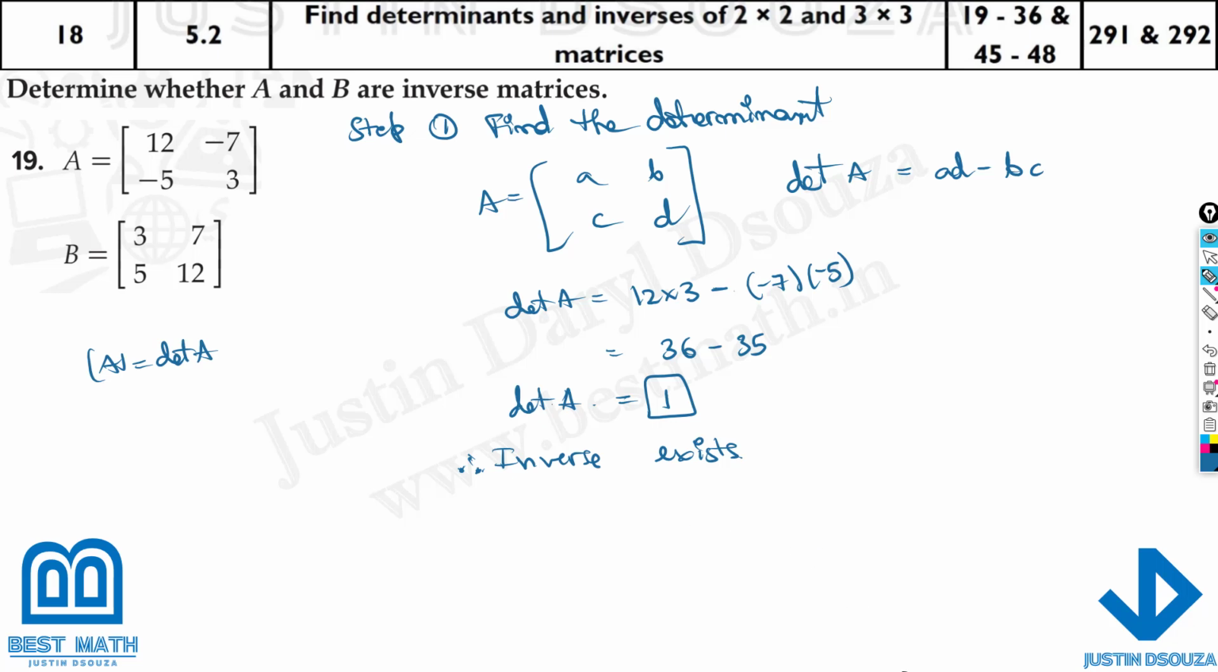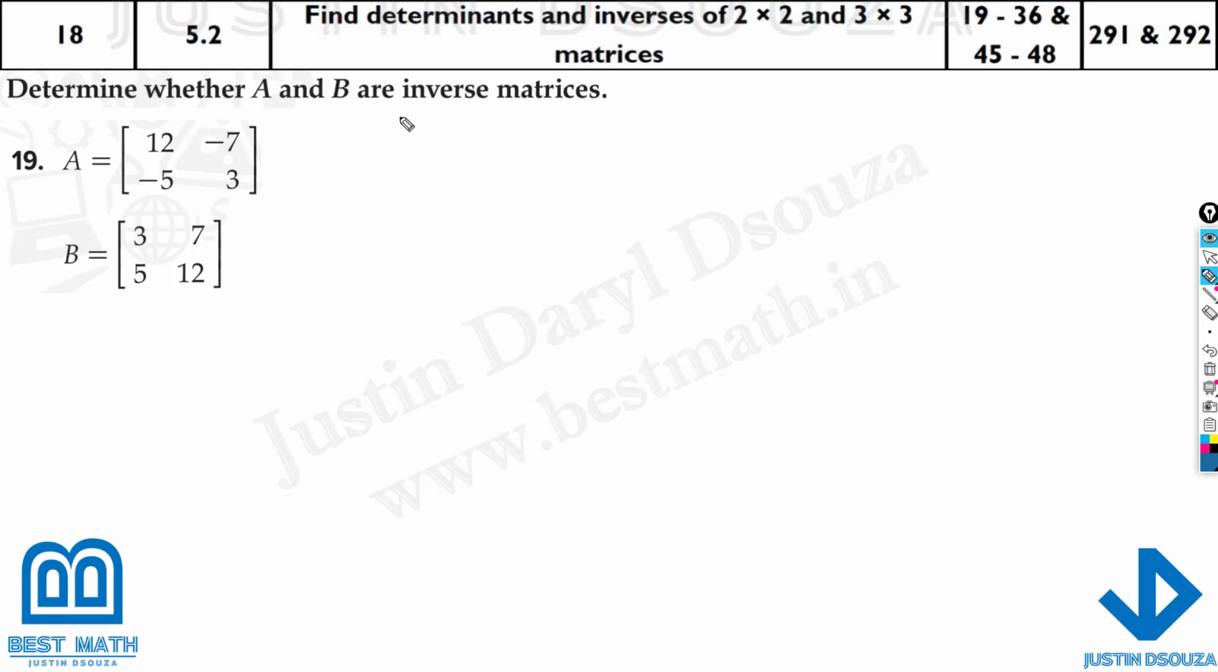You can pause the video, write it down if you want, because I'll move to step 2 now. I'll clear this off. Please remember it's 1. Keep it in mind, but you can see it, refer to it later. Step 2 is to find the inverse. Which inverse are we finding? It is the same matrix, matrix A itself, because we found the determinant of A.